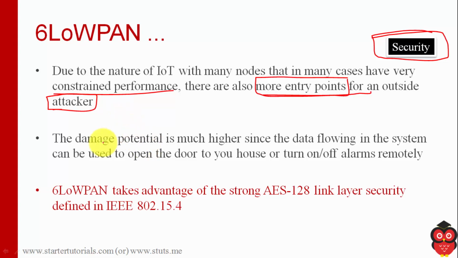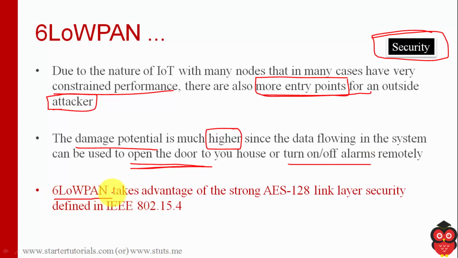Okay, and the damage potential is much higher in IoT applications. Why? Because IoT applications will operate on things, right? So if an attacker is able to compromise the sensor on a door, the attacker can open the door, close the door as he or she likes, and also turn alarms on or off, whatever. Many things can be done.